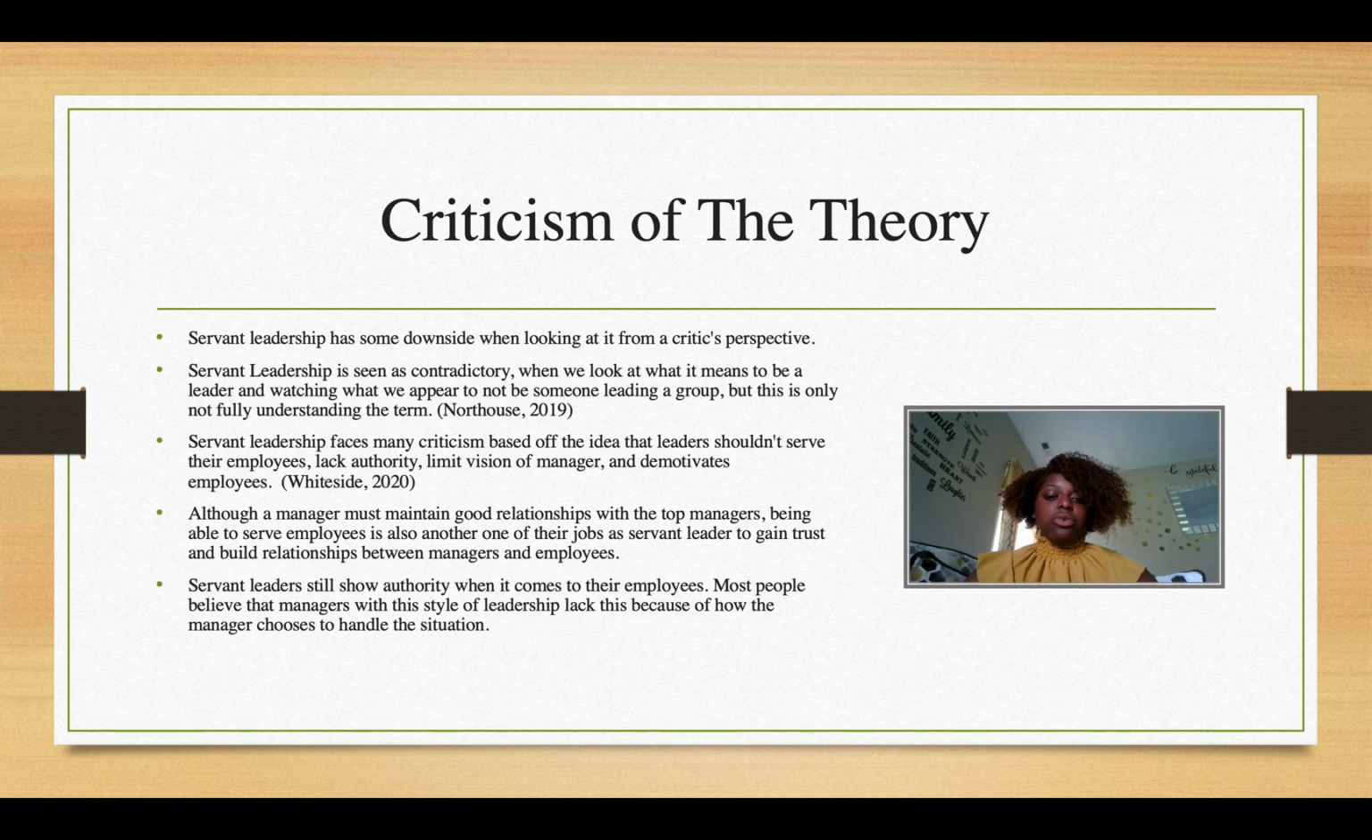Paul Whiteside's article focuses on how relationships between employees and managers can be different depending on a servant leader taking control and actively leading. He also describes how managers can be seen as lacking authority because they consider their employees and their service to their employees' needs. He also discusses how it can demotivate employees from wanting manager positions because they see themselves on the same level as their managers.